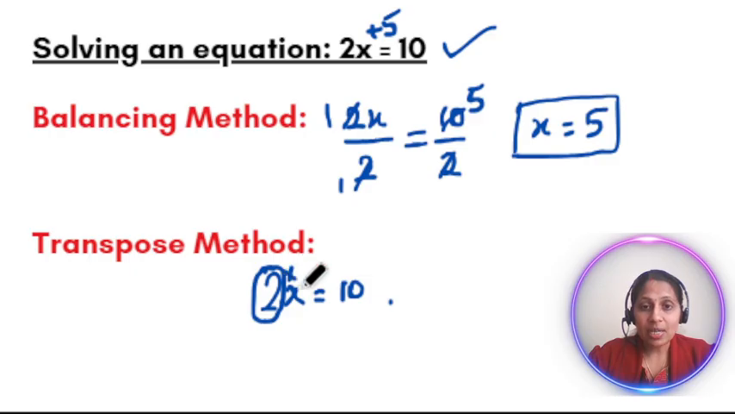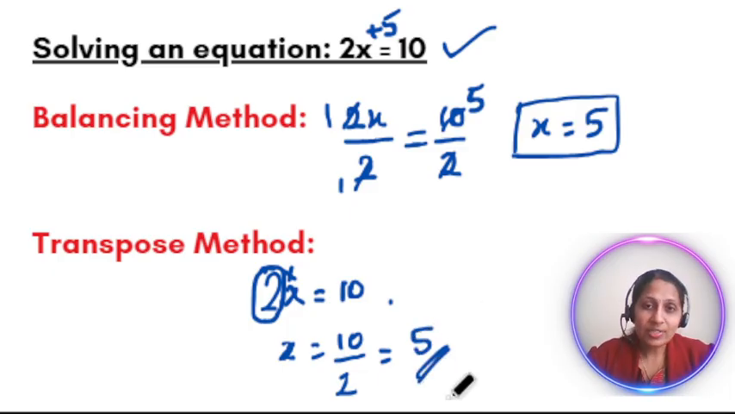Since here it is multiplied, when we take it to the other side, it becomes division. Multiplication becomes division. Division will become multiplication. Addition will become subtraction, and subtraction will become addition whenever you move from one side to the other side of the equal to symbol. So here it is multiplied, so when it goes to the other side, it becomes division. So x equals 10 divided by 2, which is 5. Here also we are getting the answer as 5, meaning that you can use any method whichever is convenient for you.